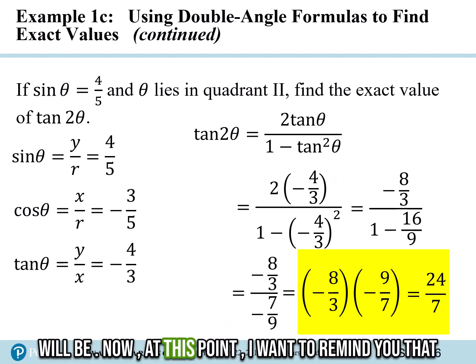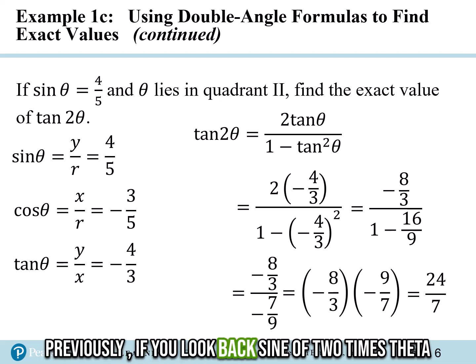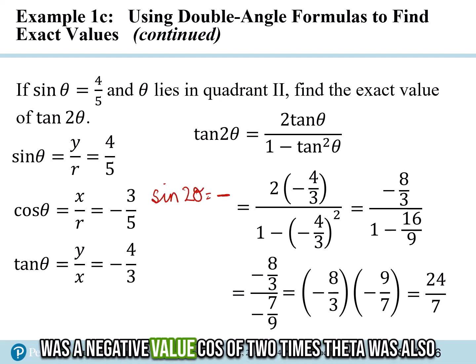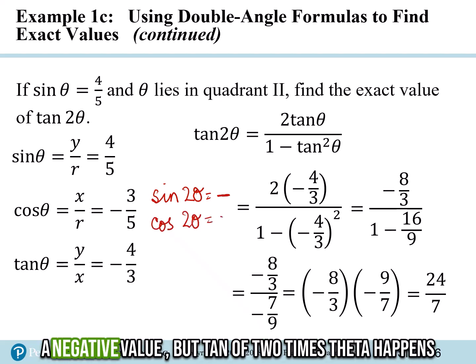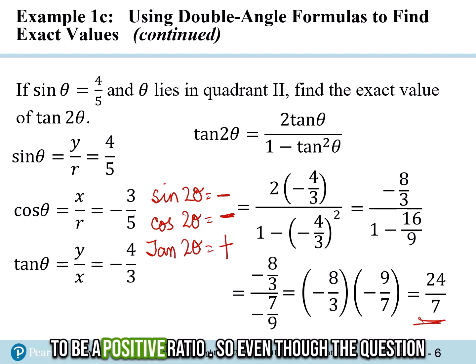Now at this point I want to remind you that previously, if you look back, sine of 2 times theta was a negative value. Cos of 2 times theta was also a negative value, but tan of 2 times theta happens to be a positive ratio.